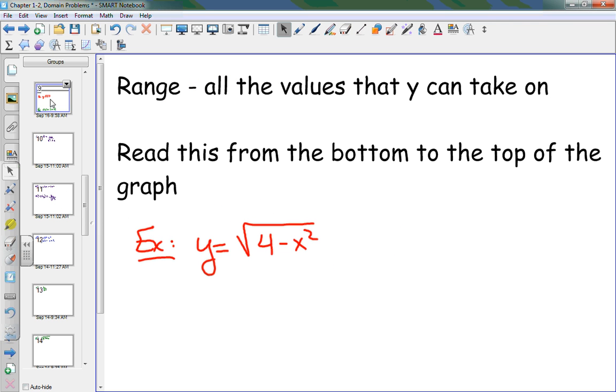Range are all the values that y can take on. You're going to read this from the bottom to the top of the graph. Now, I'm kind of picky about this, because I want you guys to be able to read a graph algebraically and look and find a domain algebraically and find it graphically. So whenever you're looking at a graph, and I have this lovely little graph y is equal to the square root of 4 minus x squared, what we're going to do is you guys need to make sure you always have your calculators up.